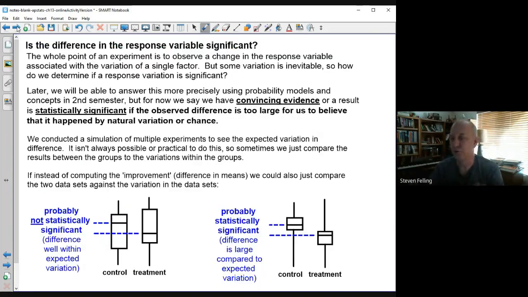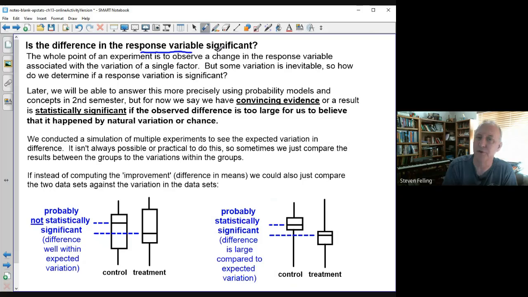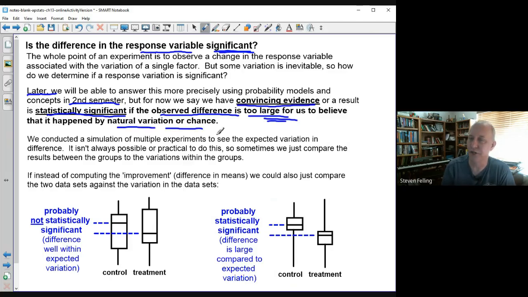Okay, so one question is, how big of a difference would you have to have in the response variable before you'd say that the drug was significant? So the whole point is to observe a change, right? We're not going to be able to answer this completely till we get through probability and into second semester. But for now, we're going to say we have convincing evidence, or the result is statistically significant, if the observed difference just seems too large for us to believe it happened just due to the natural variation or by chance, right?